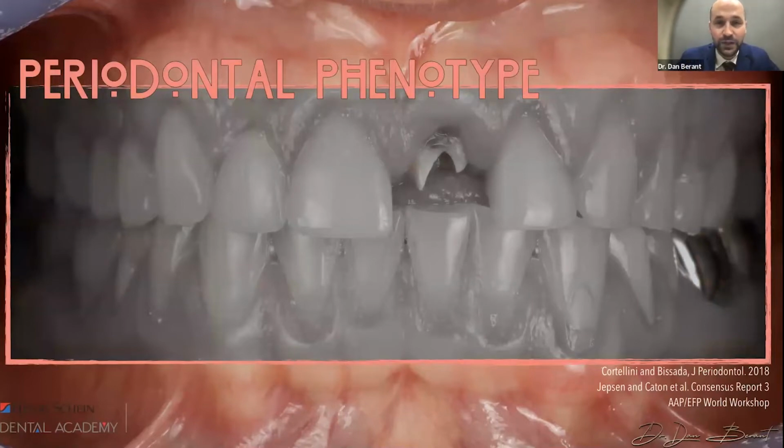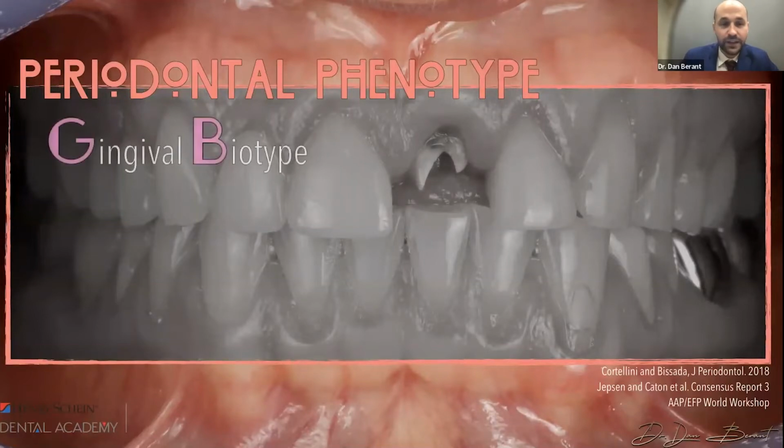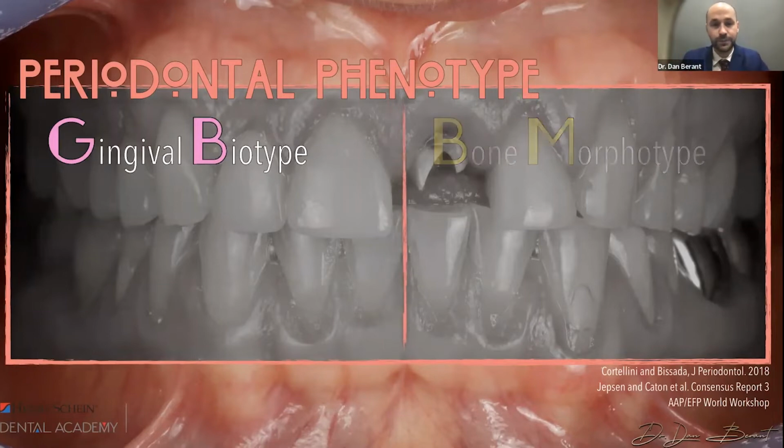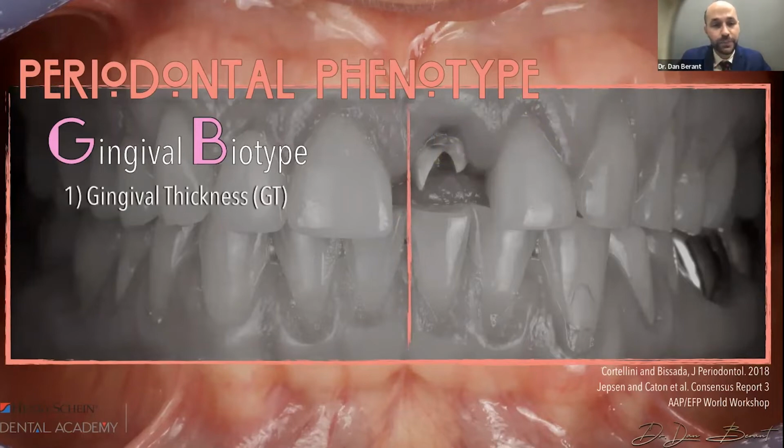So I want to talk briefly about periodontal phenotype. As some of you might know, in 2017, the American and European Federations of Perio got together and came up with a new consensus report. And so periodontal phenotype consists of gingival biotype and bone morphotype. So the official term when we discuss is periodontal phenotype, and that is made up of both the gingival biotype and bone morphotype.